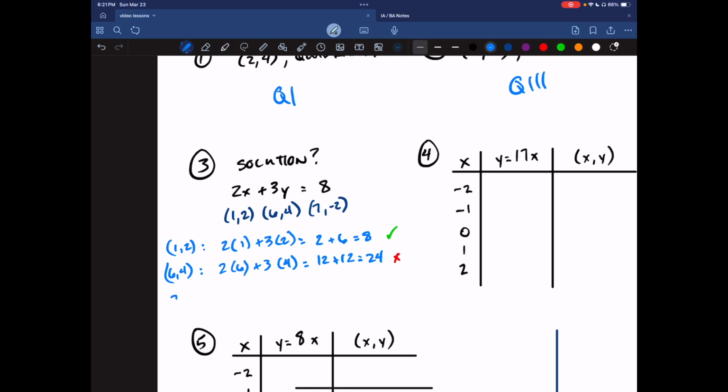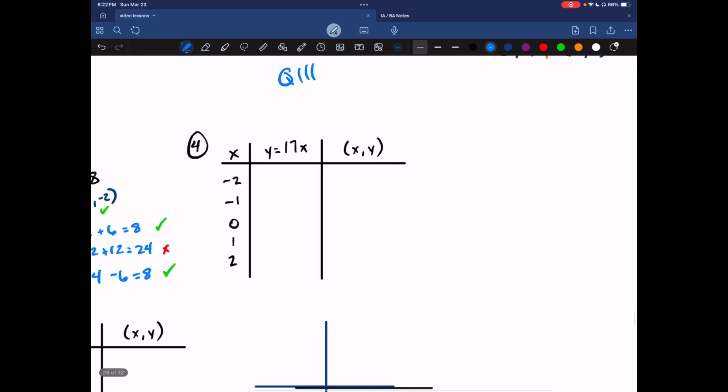Do the last one, 7, negative 2. It's 2 times 7 plus 3 times negative 2. It's going to be 14 minus 6, which is 8. So this one also works. So this one works, and this one doesn't. You have to check them all, see which one actually is included as a solution. Okay, so that could be part of your problem.